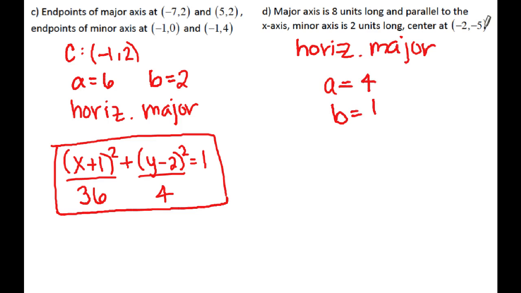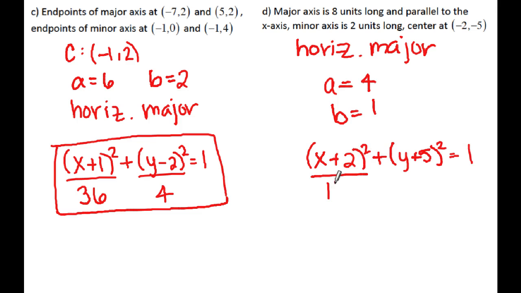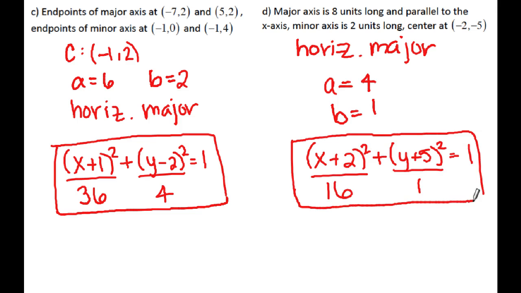We also know that our center is at -2, -5, so I can write the top part of my equation. So I have x minus -2, quantity squared, plus y minus -5, quantity squared, equals 1. We know we have a horizontal major axis, so that means a squared is going to go underneath the x. And then b squared, which is 1, is just going to go underneath the y. You don't necessarily have to put the 1 there if you don't want to, but there is your equation for letter D.